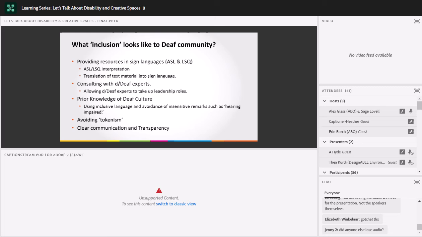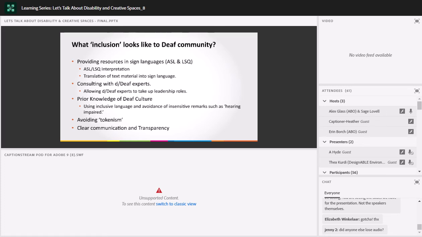So things such as saying hearing impaired can be an insulting comment toward deaf people because it suggests that they're broken. Inclusivity and diversity is always a good thing, but we want to avoid tokenism and bringing in a deaf person so that we can say that we have one.